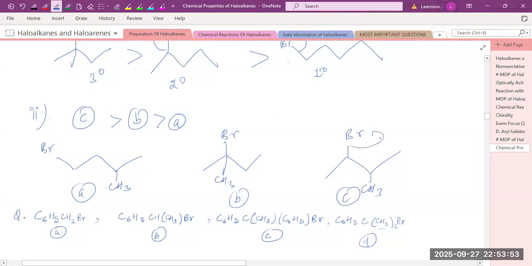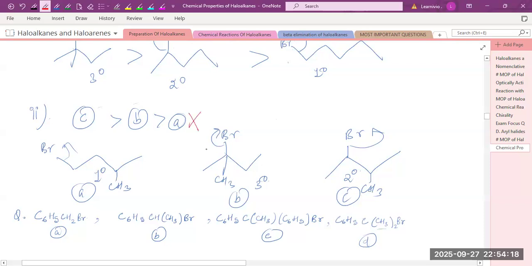When you remove this, you will get a secondary carbocation. When you remove this, you will get a tertiary carbocation. And when you remove the first one, you will get a primary one. So is it correct, Ali? You said C, B, and A. It's wrong.